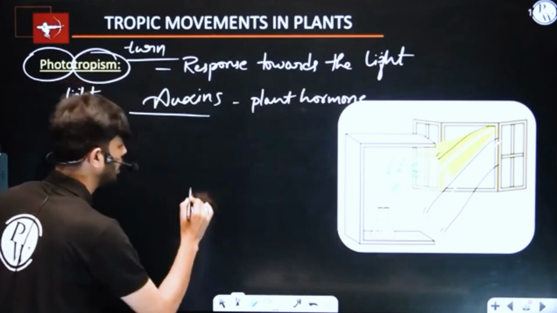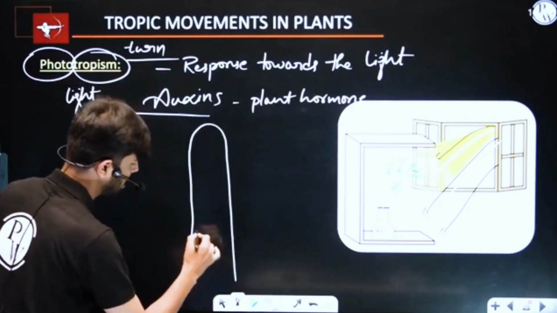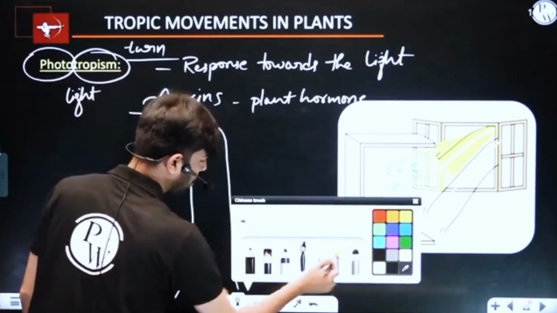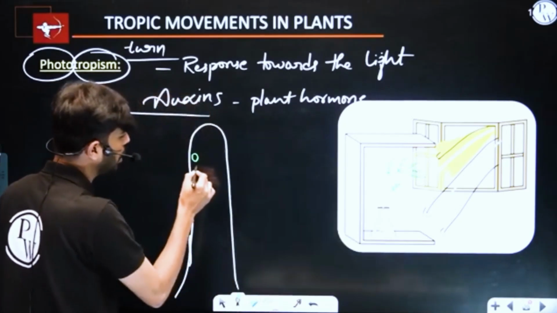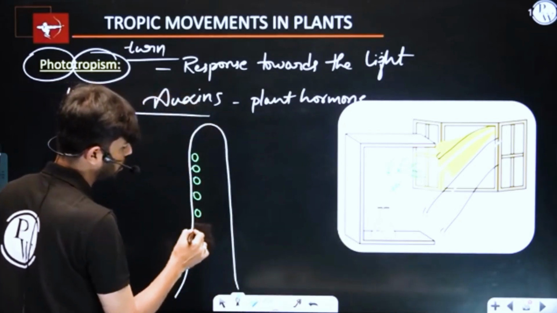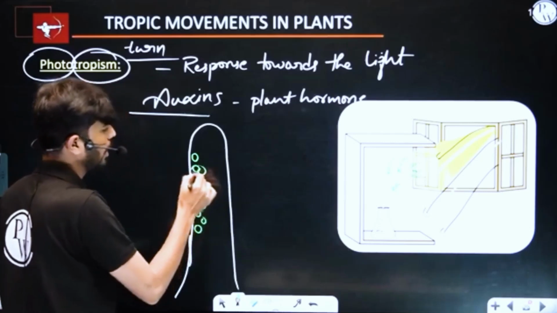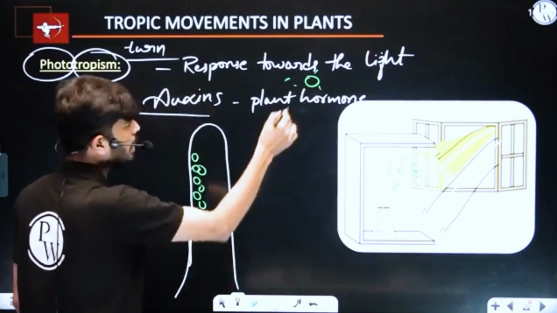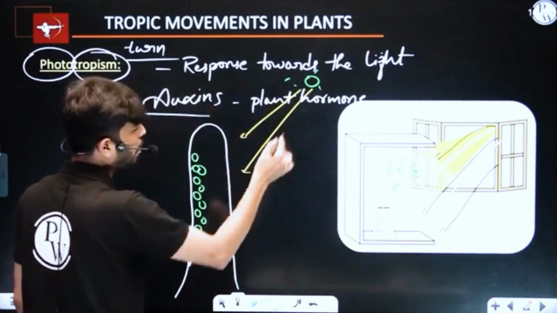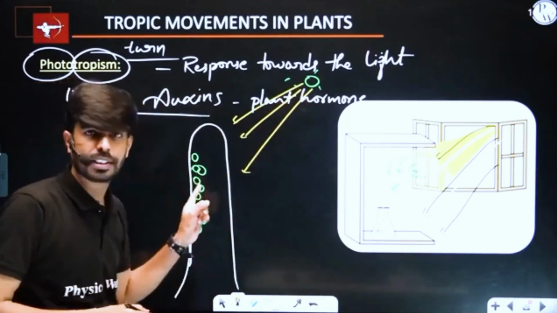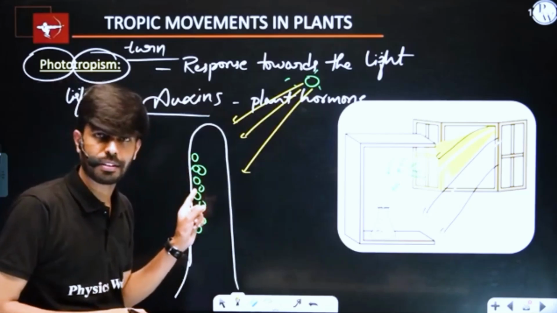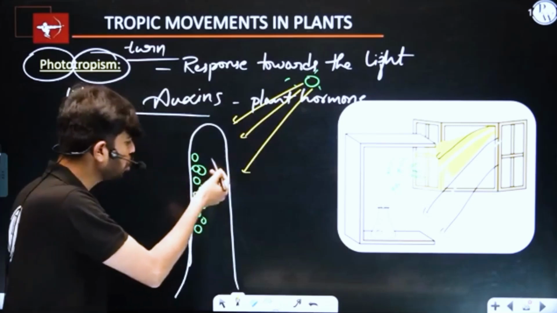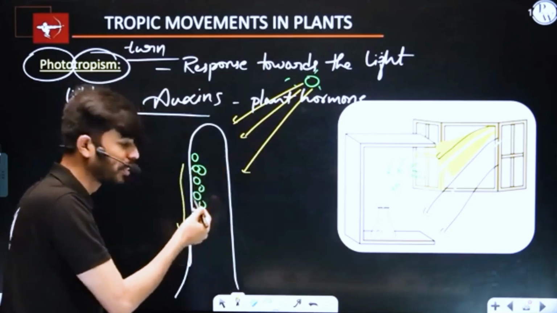Just consider here is a plant stem. Within this plant stem, there are many auxin molecules. Auxin molecules are here. Next, sunlight is here. Once the sunlight falls on a stem, what happens is that these auxins, as I said, are sensitive to light. They start to move away from the sunlight towards the shady place of the stem.